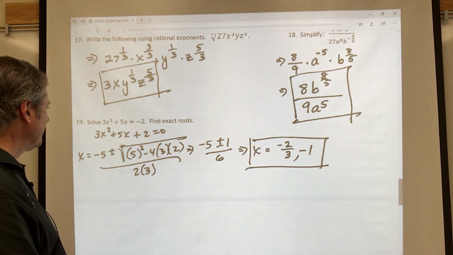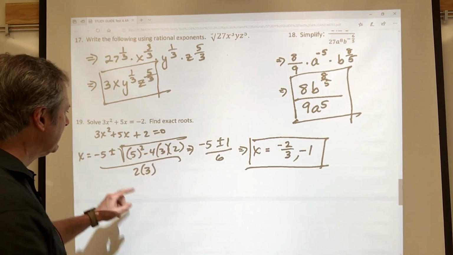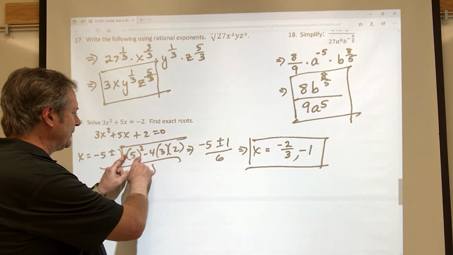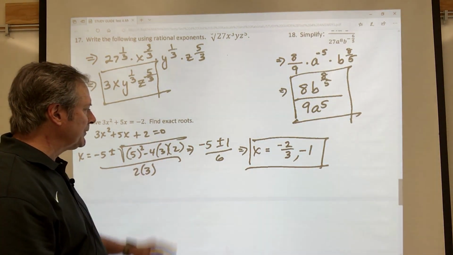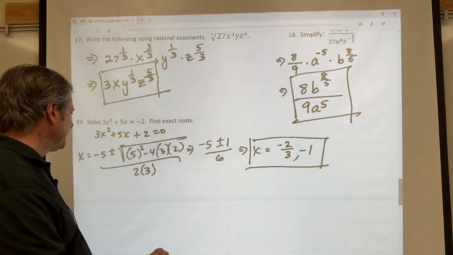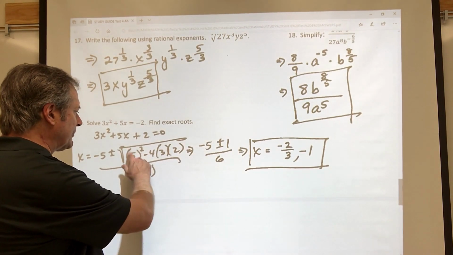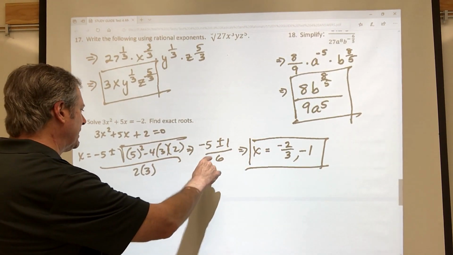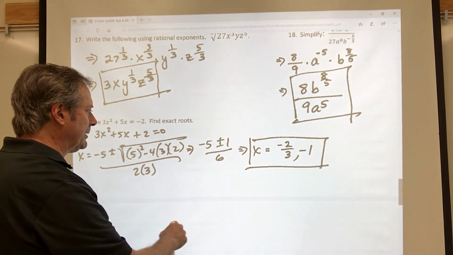But your a, b, and c numbers: a is 3, b is 5, c is 2, and you plug them in. Again, guys, I've said this 1,000 times. Put these parentheses there. If you do, it's almost impossible to make a mistake. And so it turned out that the discriminant, what's under the radical sign, not counting the radical sign, turned out to be the square root of 1, which ends up being 1.